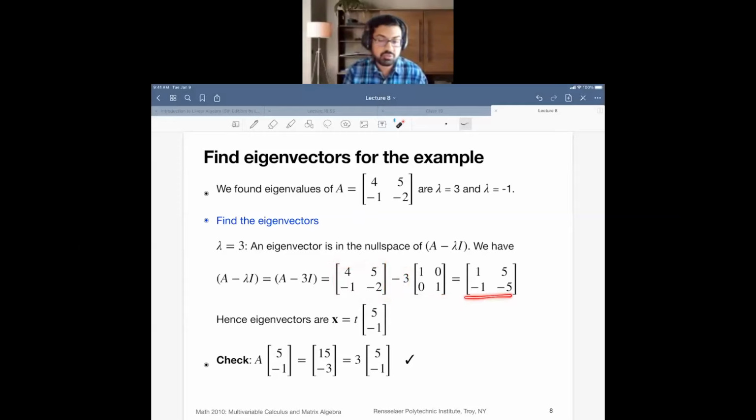And you solve this, you get the A minus lambda I matrix to be 1, 5, negative 1, and negative 5. And again, you can see that row 2 is essentially row 1 multiplied by negative 1, right? So these are linearly dependent rows. So you're not going to get a unique solution. You're going to get infinitely many solutions here.